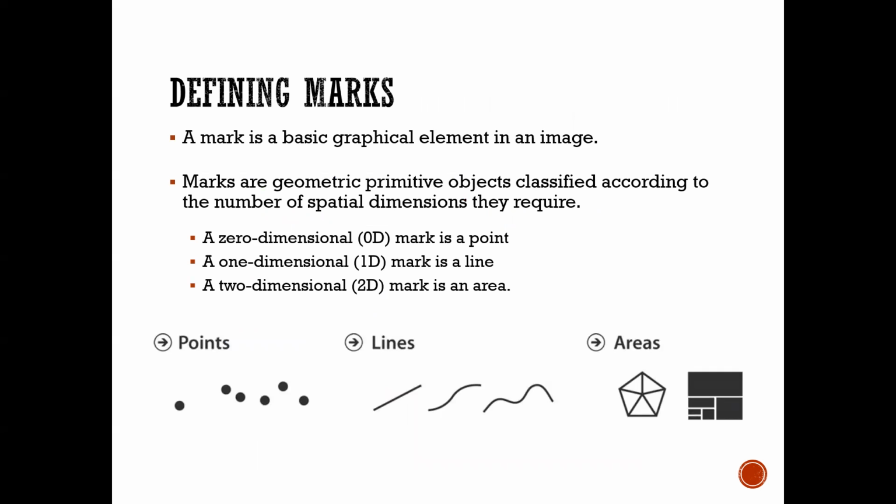So defining marks, again, a mark is a basic graphical element in an image, and it's the basic thing that depicts an item or a link. They're primitive objects that can be classified according to the number of spatial dimensions that they require. A zero-dimensional mark is a single point that you see there on the left. A one-dimensional mark is a line. A two-dimensional mark is an area, and there are also three-dimensional marks that are volumes, but those aren't frequently used. So basically, we define the marks in terms of the number of dimensions that they have.